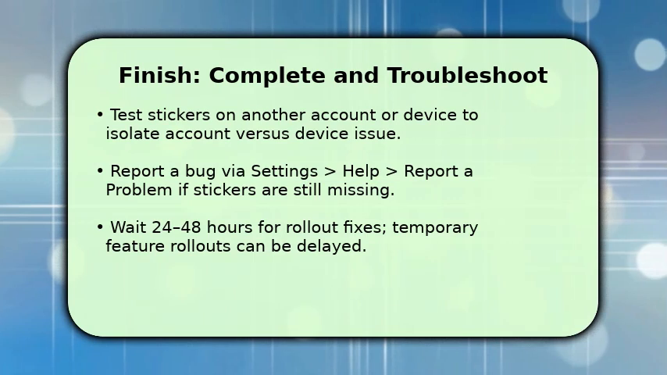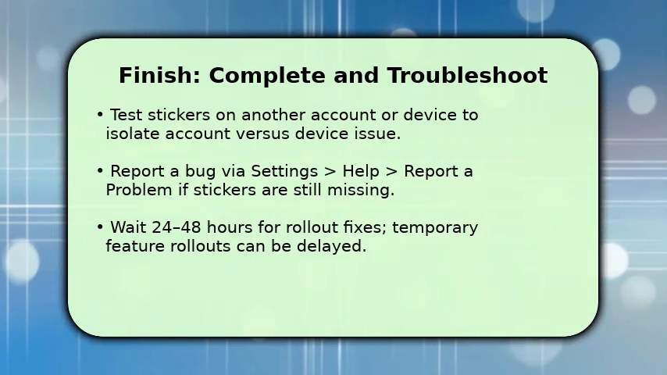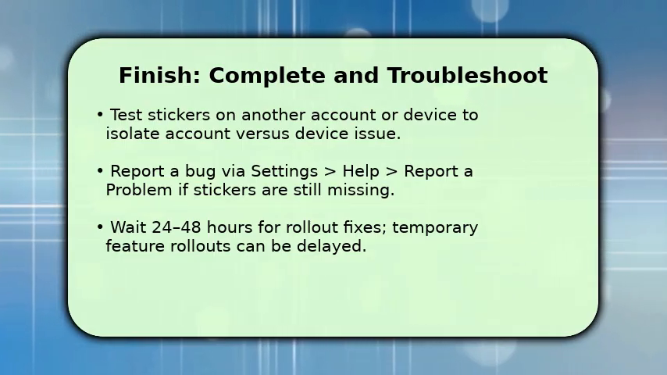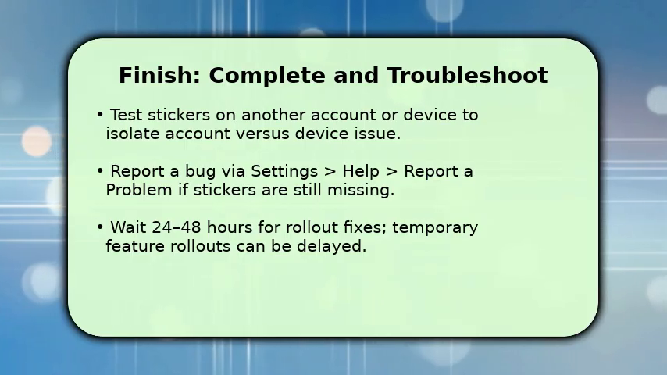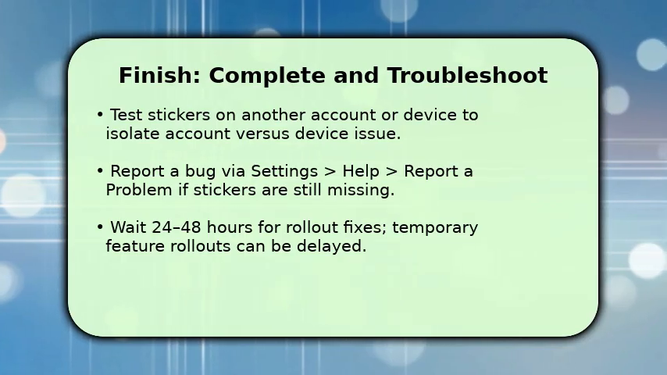You finish by isolating and escalating. Try the same story flow on another Instagram account or a different device to determine whether the problem is account-specific or device-specific. If the tray is empty only on one account, switch account type or unlink and relink third-party integrations.